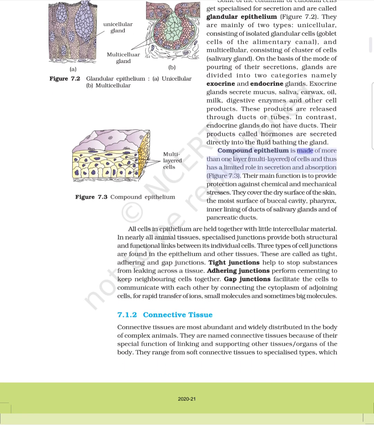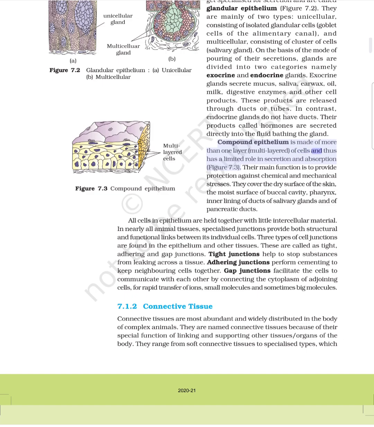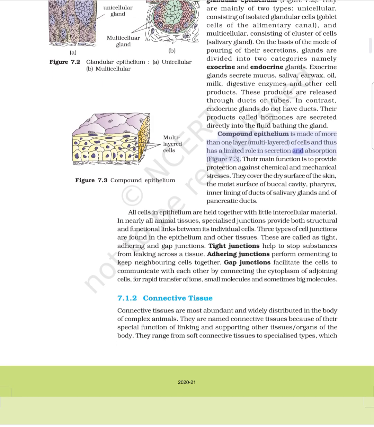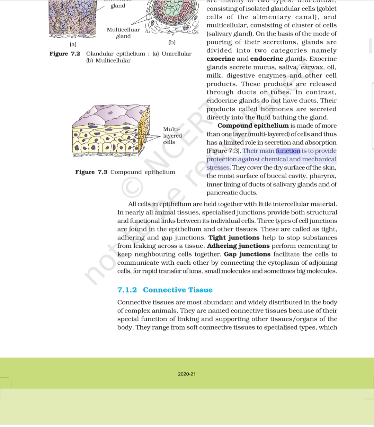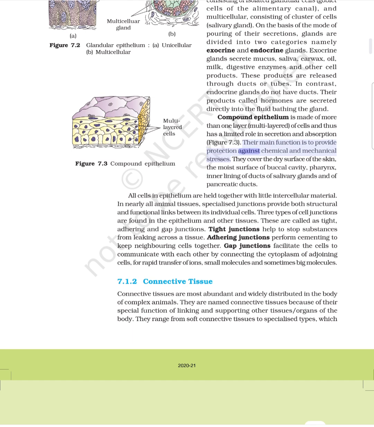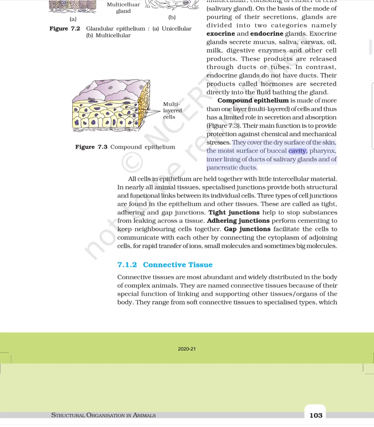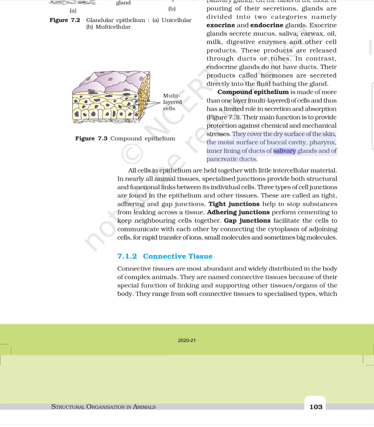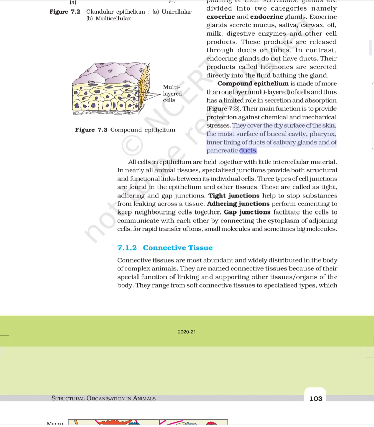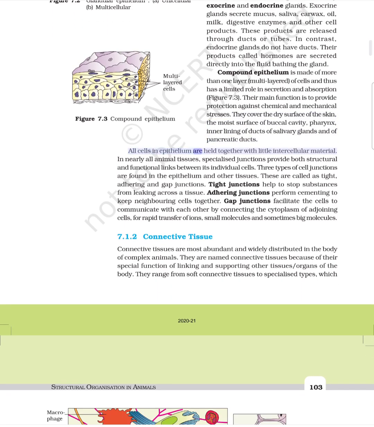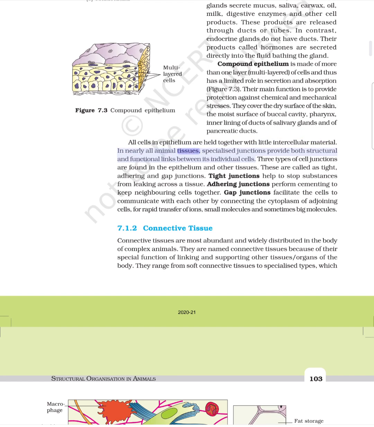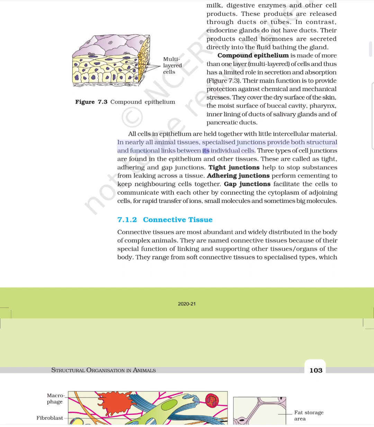Compound epithelium is made of more than 1 layer of cells and thus has a limited role in secretion and absorption. Their main function is to provide protection against chemical and mechanical stresses. They cover the dry surface of the skin, the moist surface of buccal cavity, pharynx, inner lining of ducts of salivary glands and of pancreatic ducts. All cells in epithelium are held together with little intercellular material. In nearly all animal tissues, specialized junctions provide both structural and functional links between its individual cells.